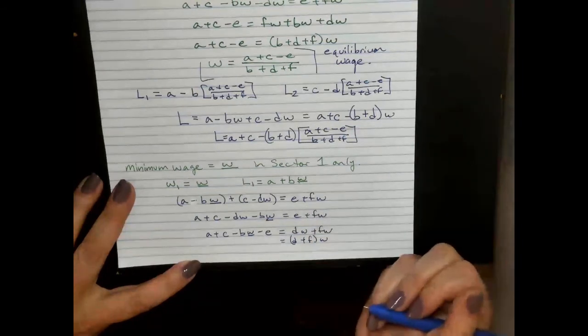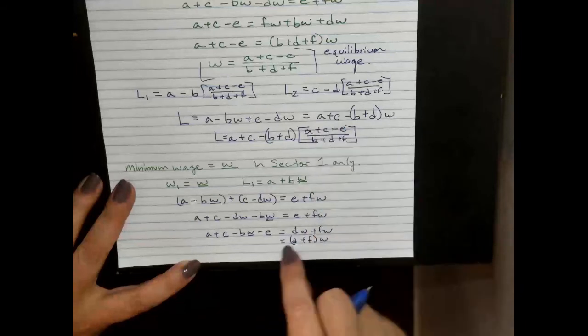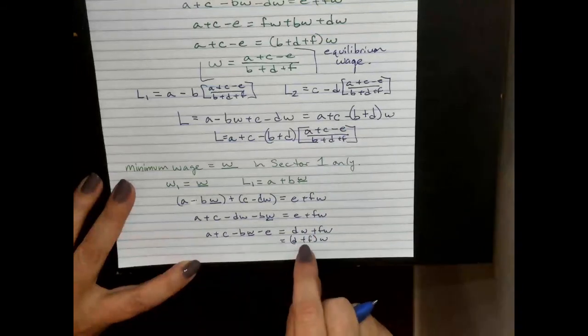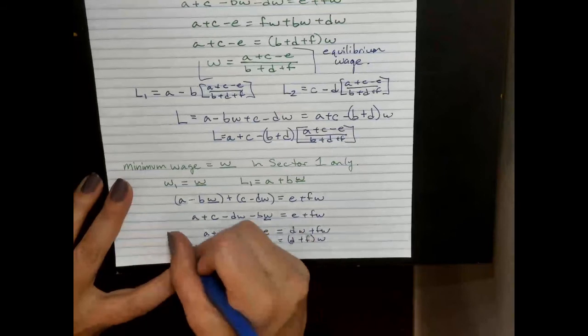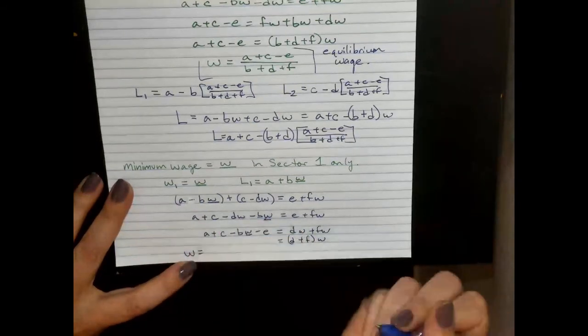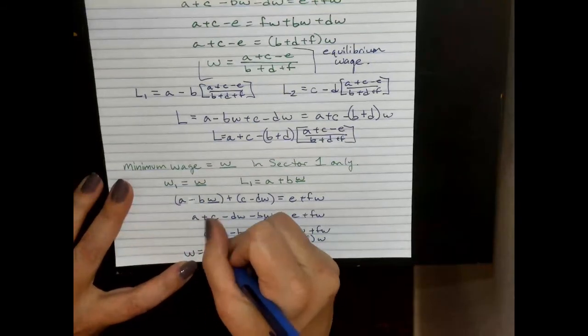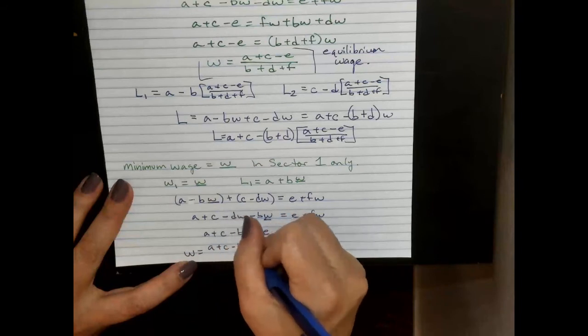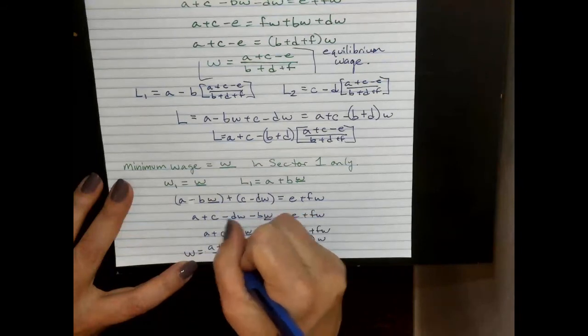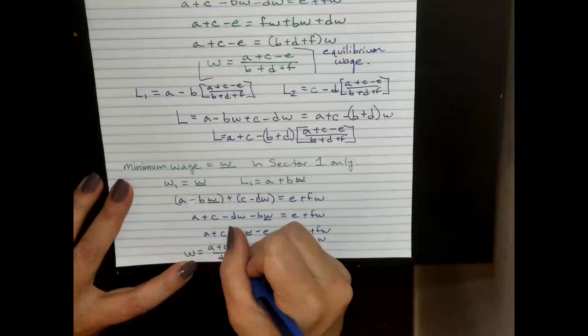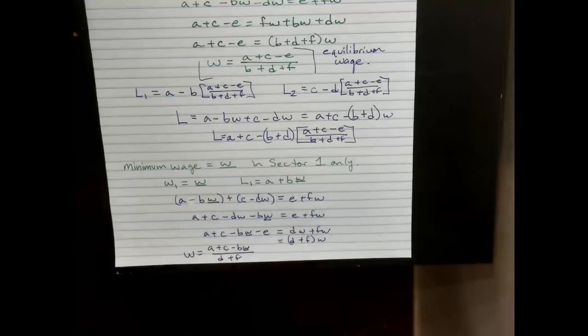So I'm running out of space here, but you can kind of see where it's going, right? Same as the way we solved it before. Now it's going to be all of this divided by this. So wage is now equal to A plus C minus B W bar divided by D plus F.